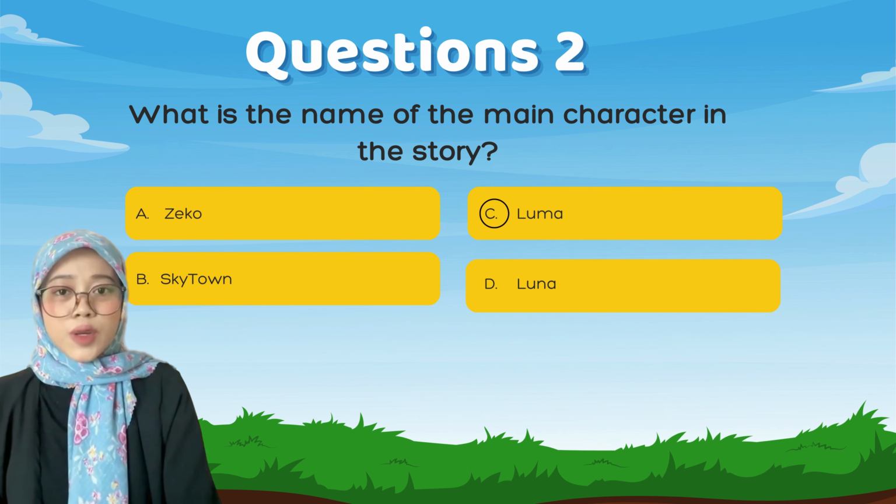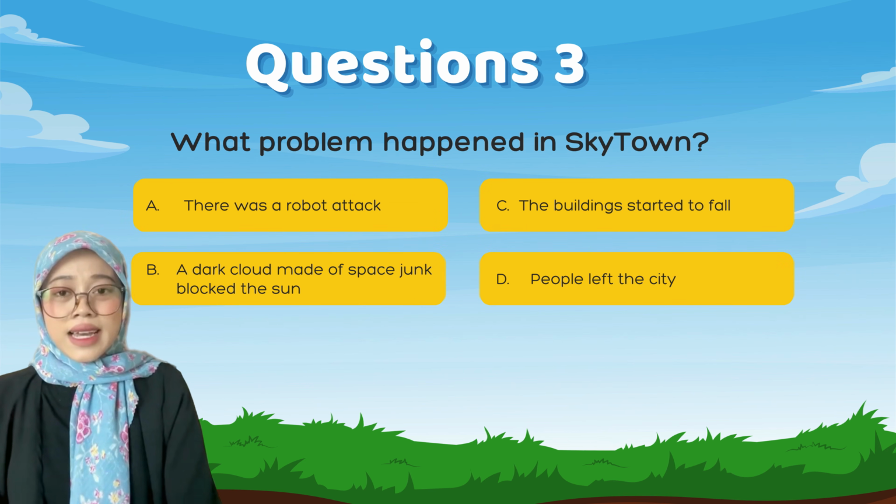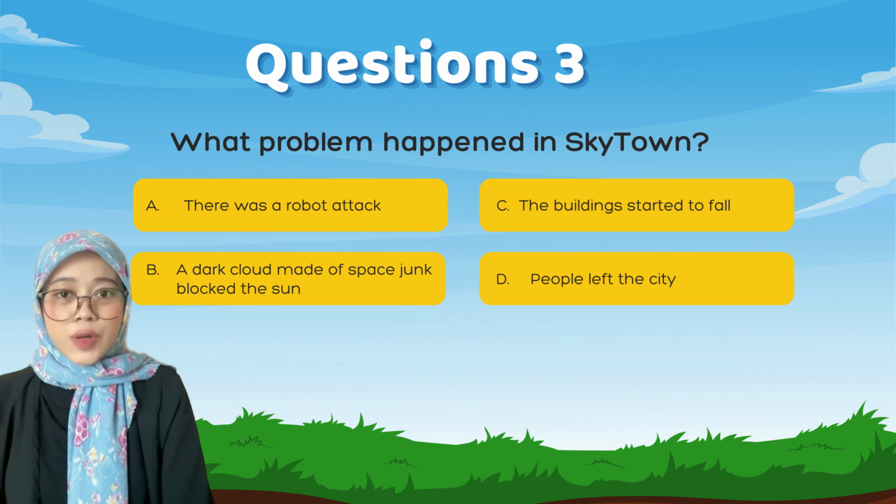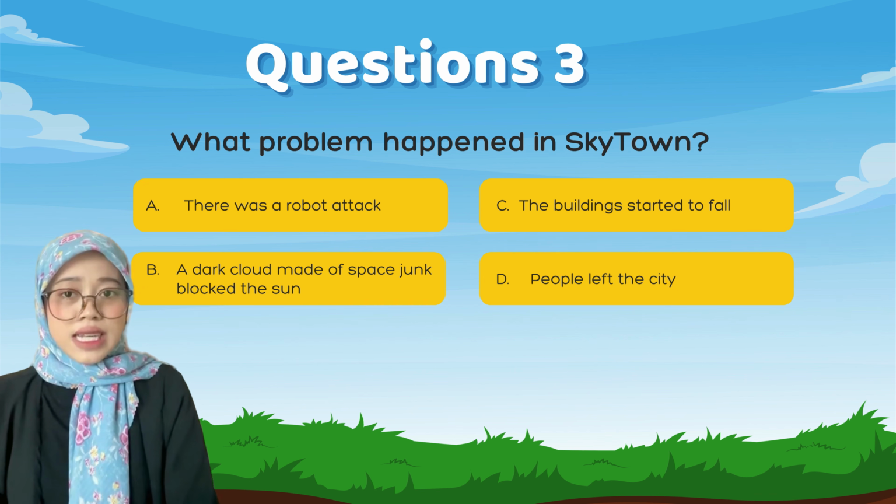Luma is the girl who lives in Sky Town. She is the main character in the story. And next, the third question. What problem happened in Sky Town? A, there was a robot attack. B, a dark cloud made of space junk blocked the sun. C, the buildings started to fall. And D, people left the city. Which is correct?